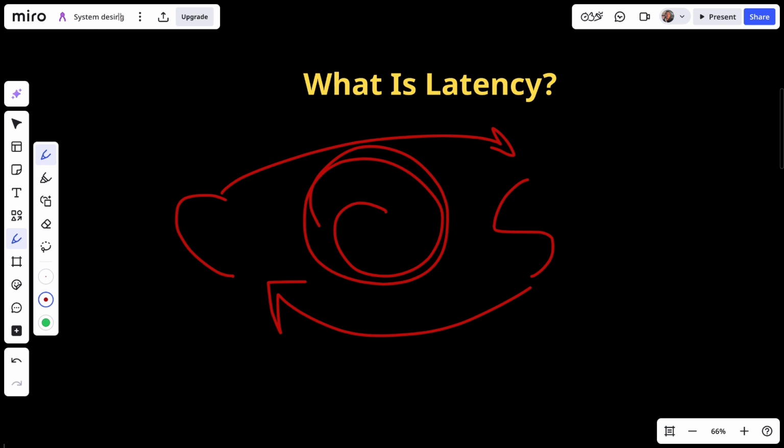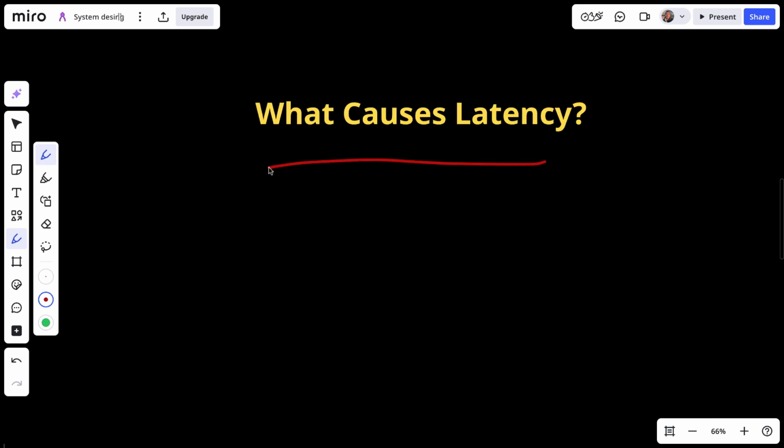So, what is latency? In simple terms, latency is the time delay between a request being sent and a response being received. It's a measure of the round trip time for data. Okay, so it's often measured in milliseconds, and the goal for any system is to have the lowest possible latency. Okay, what causes latency? Latency can be caused by several factors, and it adds up along the way.